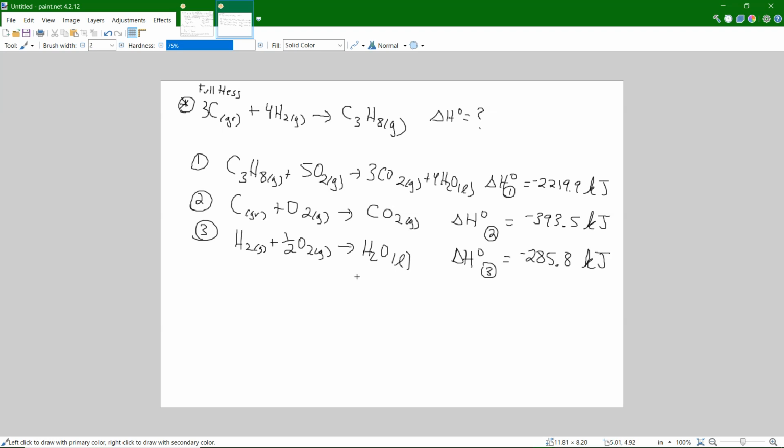Okay, so I have these 3, and we want to produce 1 mole of C3H8. So you've got these 3 equations. These 2 are heats of formation equations. The first one isn't, however; it's a combustion. So here's the game we play for full Hess's law. I could say, given the 3 equations, calculate delta H naught and show your work, how you do it. So this is what we do.